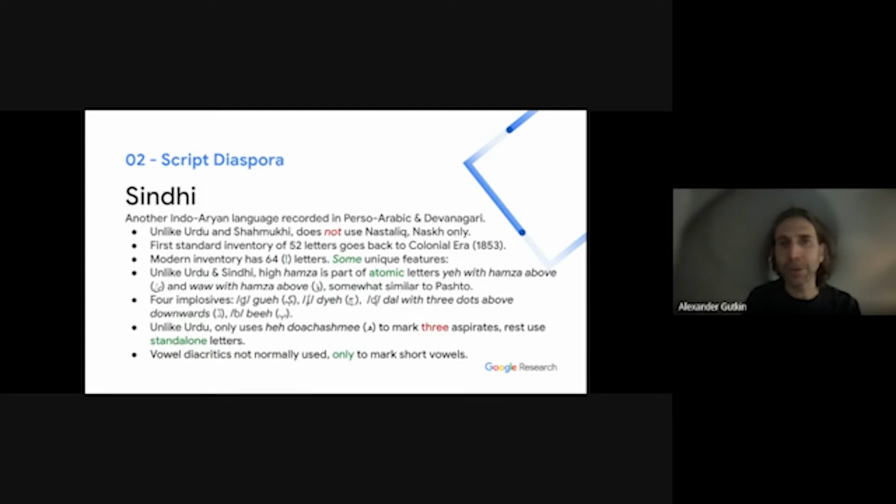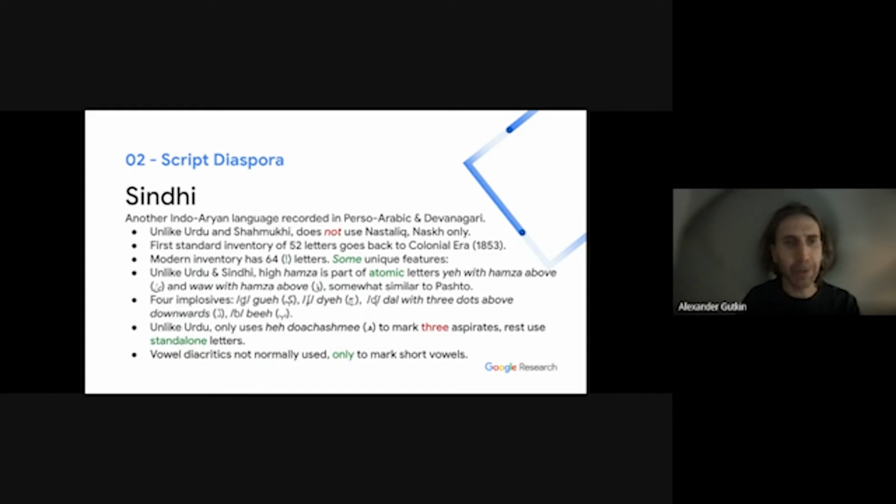Sindhi, unlike Urdu and Shahmukhi, doesn't use Nastaliq, it only uses the Naskh style. And the first inventory of Sindhi was standardized in 1853 by the British colonial administration. The modern inventory is the biggest of the Perso-Arabic inventories that we know. Out of the survey, it has 64 letters, and it offers some really unique adaptation features.